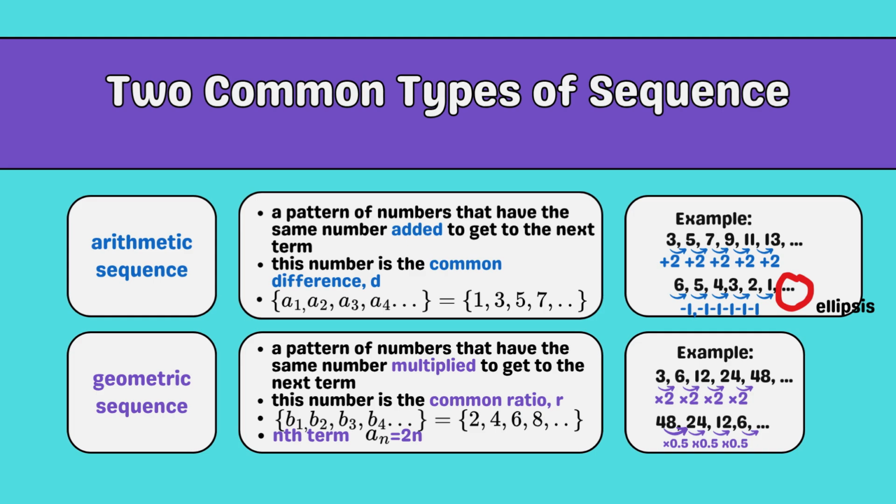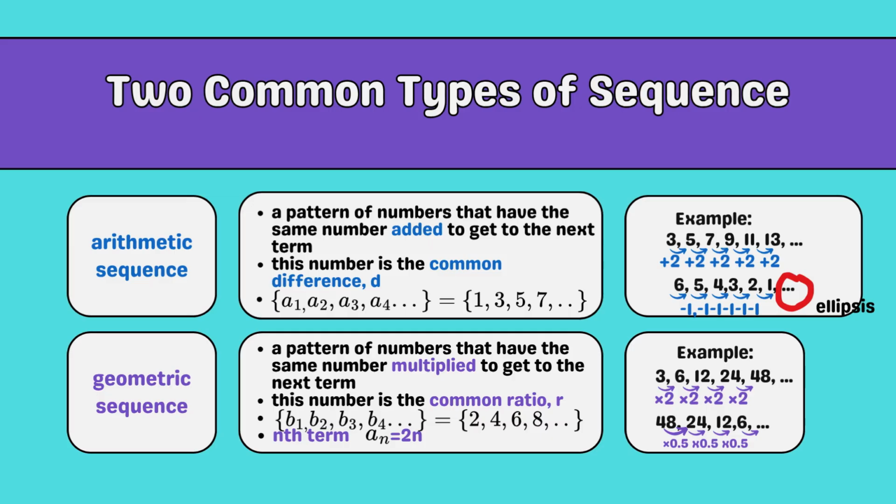Similarly, the same common difference -1 is added to get to the next number in the arithmetic sequence 6, 5, 4, 3, 2, 1. The set of a sub 1, a sub 2, a sub 3, a sub 4 and so on is written with curly brackets: {1, 3, 5, 7}.